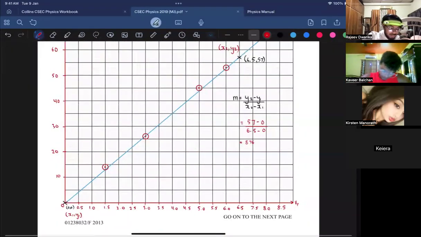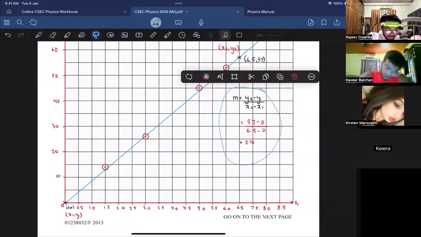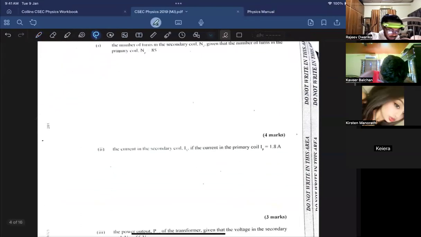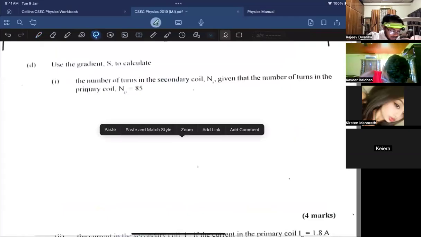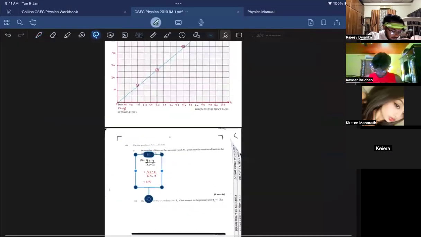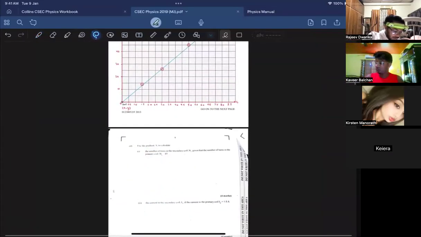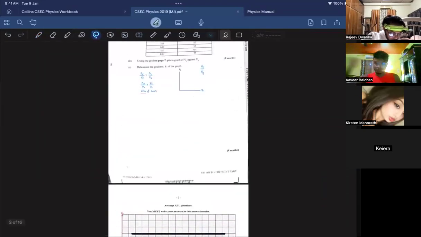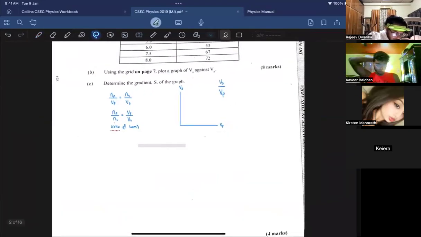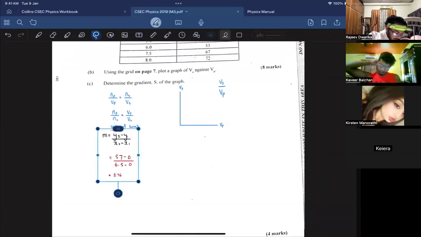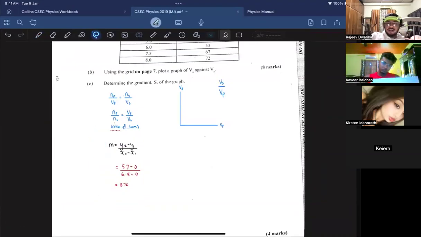So that's the gradient. All right, so the working for the gradient has to go on top. So that's the working for the gradient.